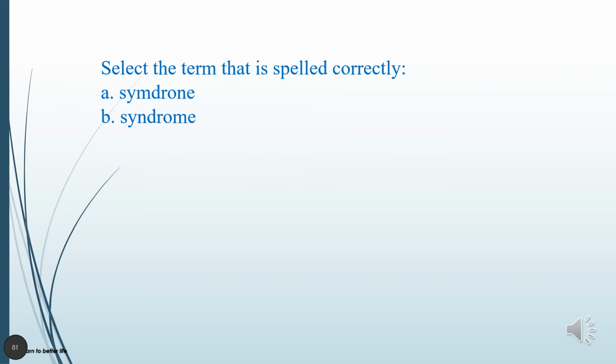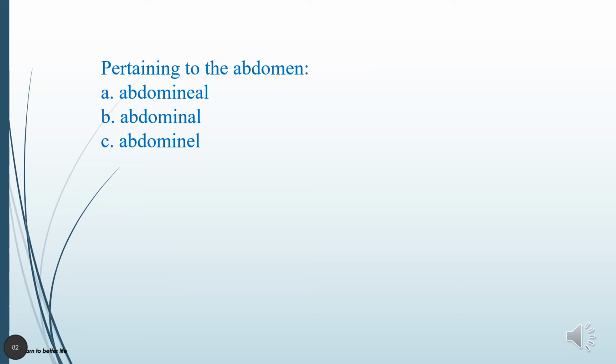Study of cells is A. Cystology. B. Dermatology. C. Cytology. D. Hematology. E. Pathology. The answer is C. Cytology. Select the term that is spelled correctly. A. Syndrome. Or B. Syndrome. The answer is B. Syndrome. Pertaining to the abdomen is A. Abdominal. B. Abdominal. C. Abdominal. The answer is B. Abdominal.